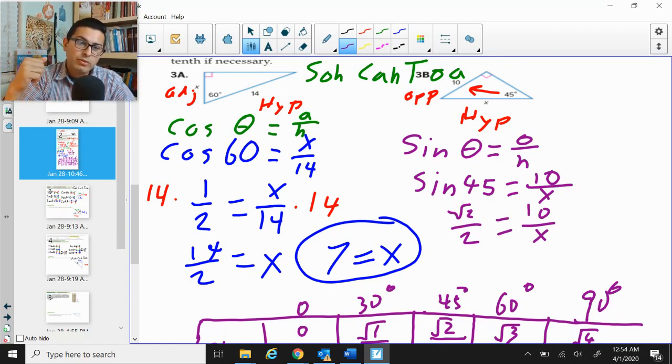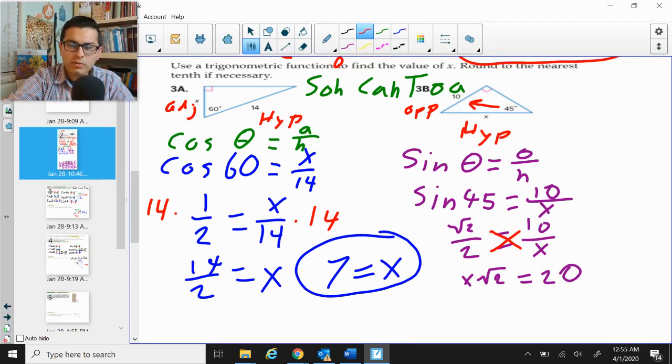Some people get really afraid when they see a variable on the bottom of a fraction, but this is where cross multiplication comes in handy. You can cross multiply here. We're going to take the x times the square root of 2 and the 2 times the 10 and put them on opposite sides of the equal sign. So let's do that now. This is going to be x square root of 2 equals 10 times 2, which is going to be equal to 20.